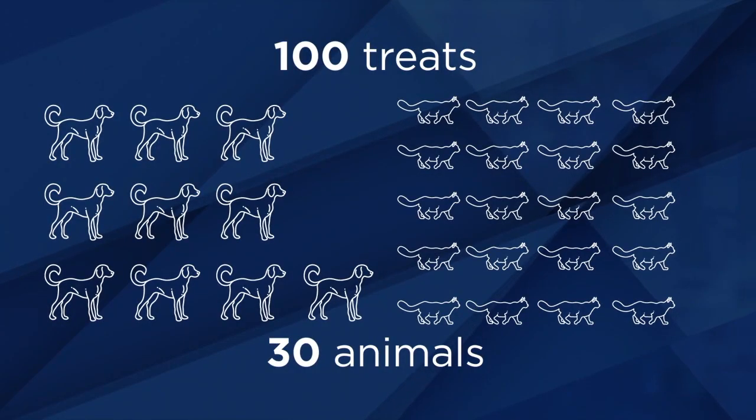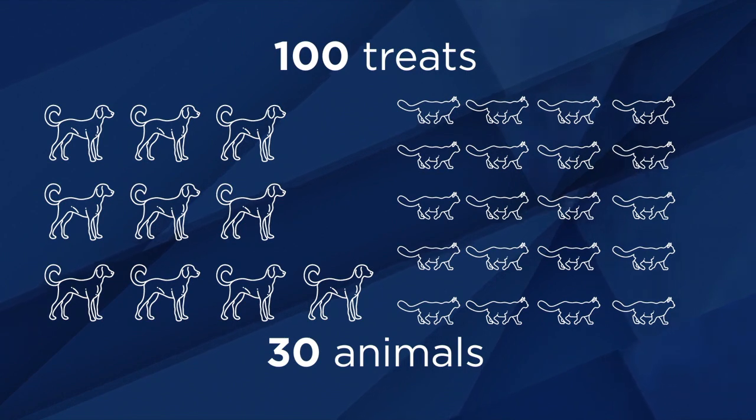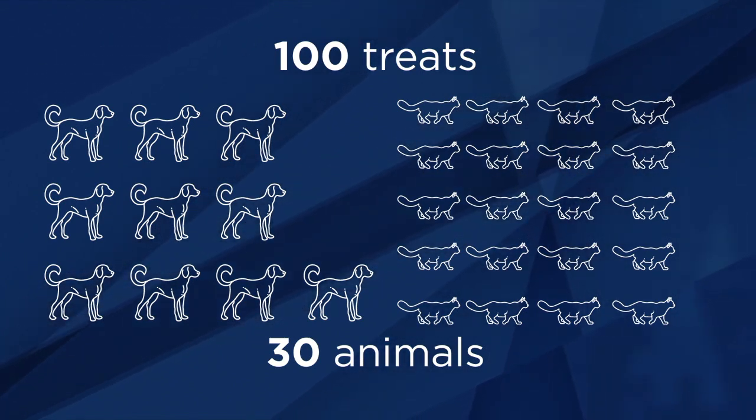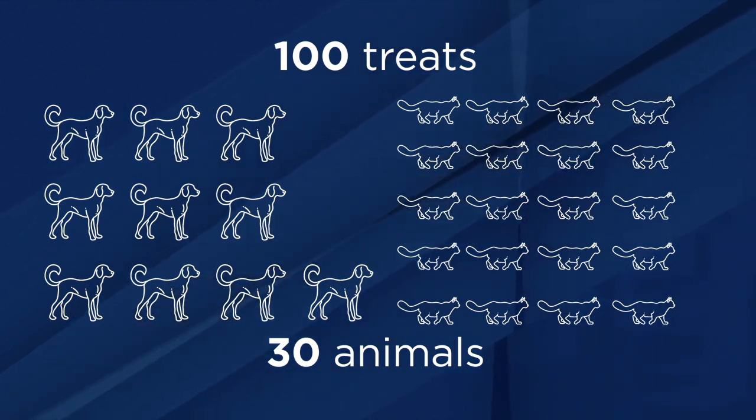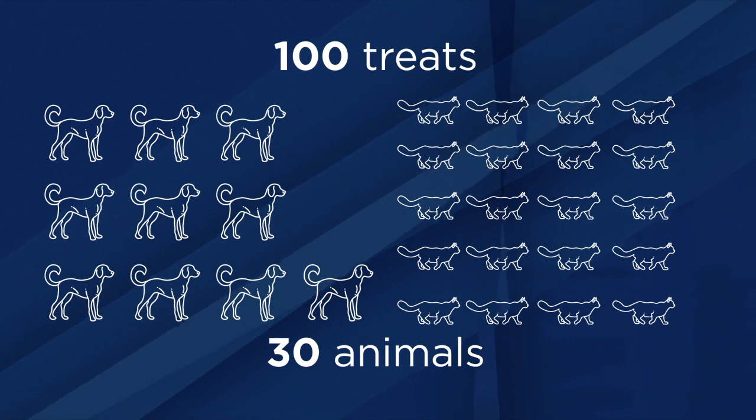So we have a group of 30 dogs and cats and 100 treats to divide among them. Cats get 3 treats and dogs get 4 treats. We need to work out how many dogs and how many cats there are without writing down any equations. Here's what you could do.